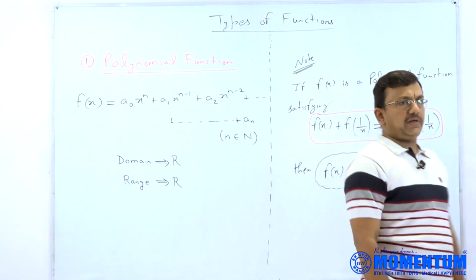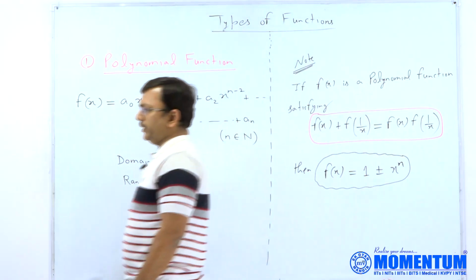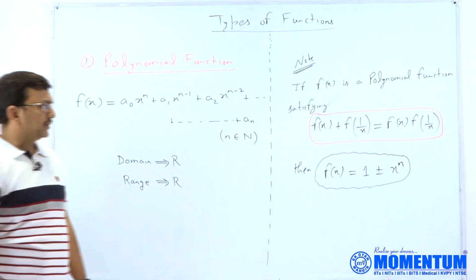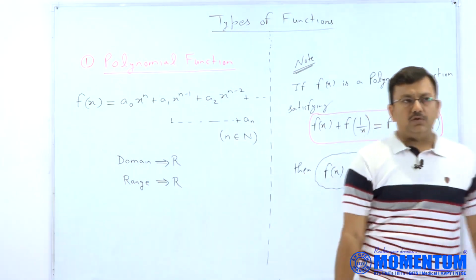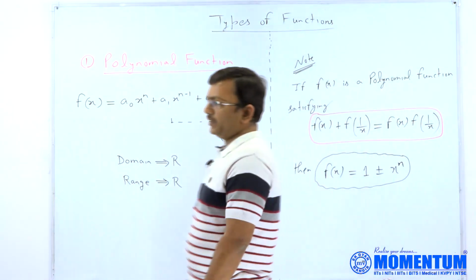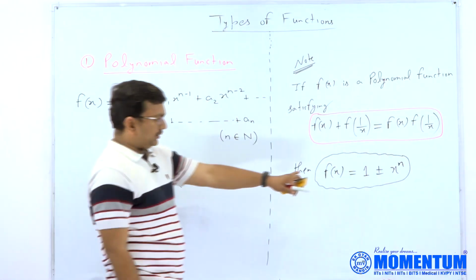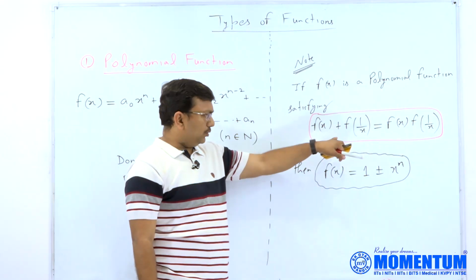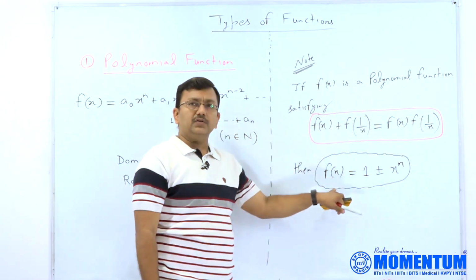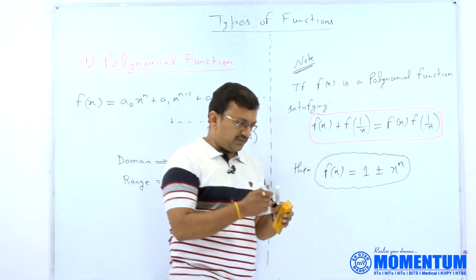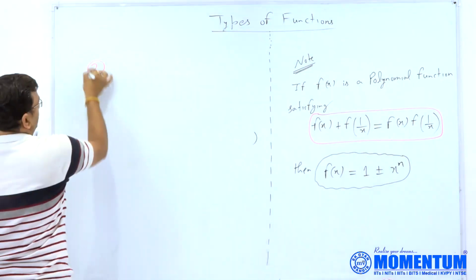Polynomial function satisfying the relation f of x plus f of 1 by x is equal to f of x into f of 1 by x, then f of x is equal to 1 plus minus x to the power n. Other than this function, nobody will agree. If this condition is given, directly you can go with function 1 plus minus x to the power n.